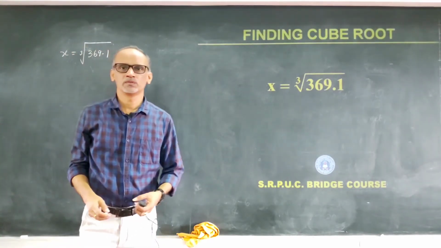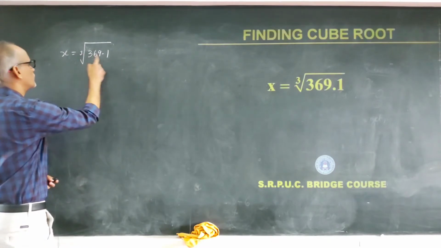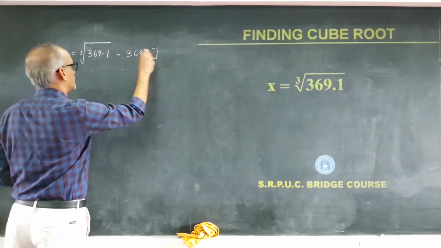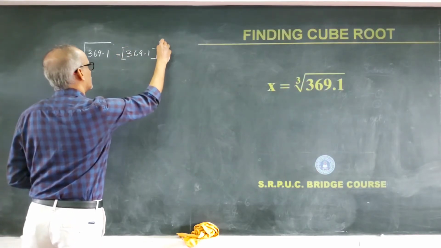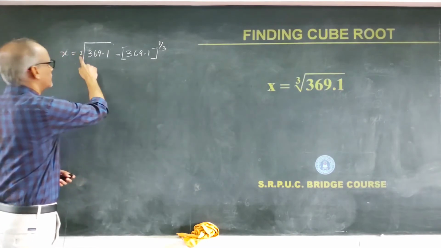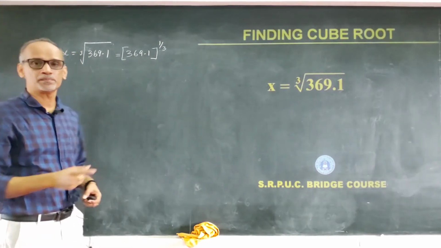So this is what we want to find: the cube root of 369.1. Now what do you mean by cube root? Cube root means 369.1 to the power 1 by 3. Square root means to the power half. Cube root means to the power 1 by 3. So this is according to the power rule.